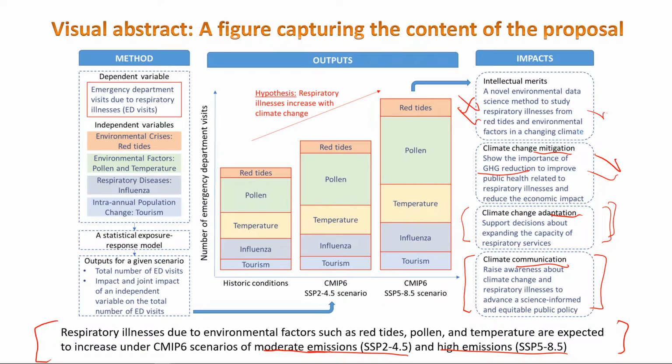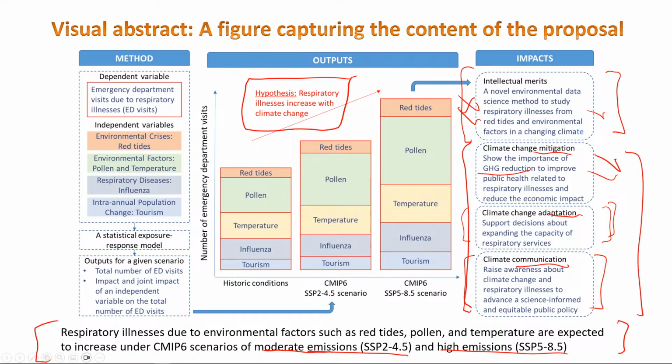So not all information needs to be shown. Just prioritize one or two major findings or major insights that are most significant. Here I prioritized: respiratory illness will increase with climate change, and I emphasized two key points, intellectual merit, and then the three broader impacts, mitigation, adaptation, and communication.